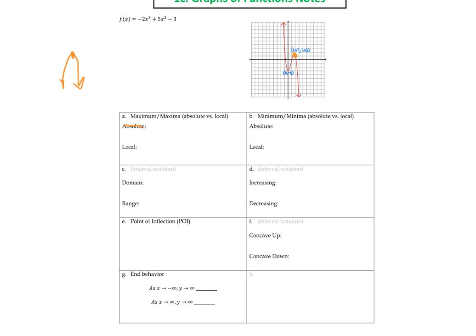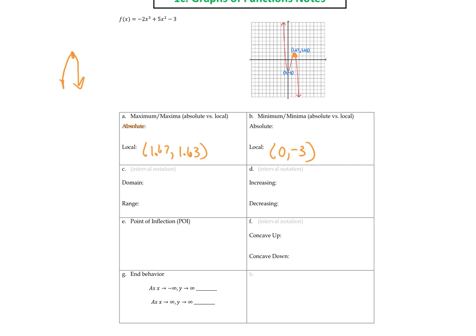So the local maximum, we're going to write it as an ordered pair, is (1.67, 1.63), but really 1.63 is the max, because when they're asking max or mins, they want to know the y value. Again, the local minimum is (0, -3).